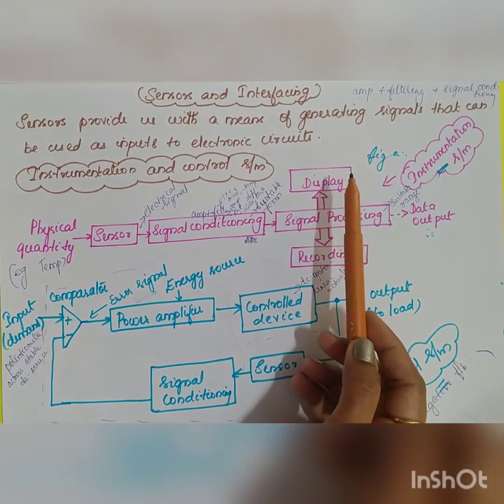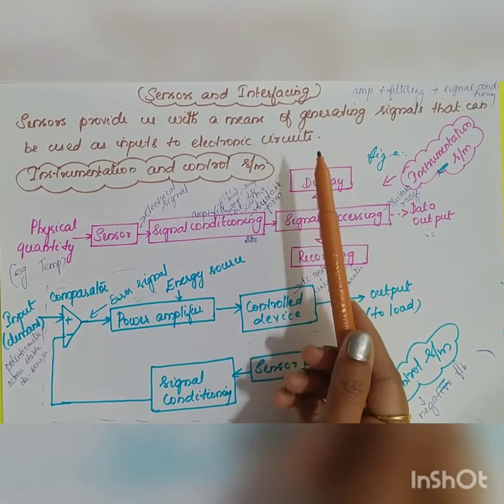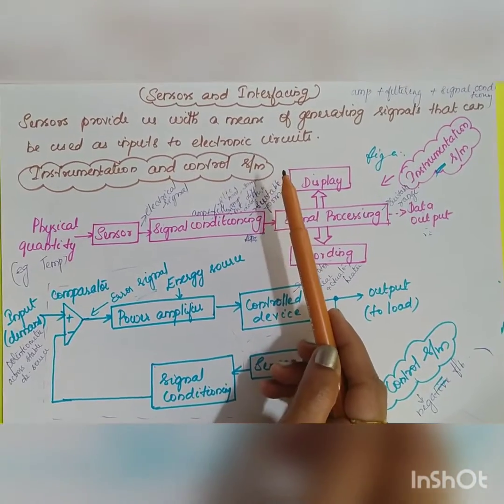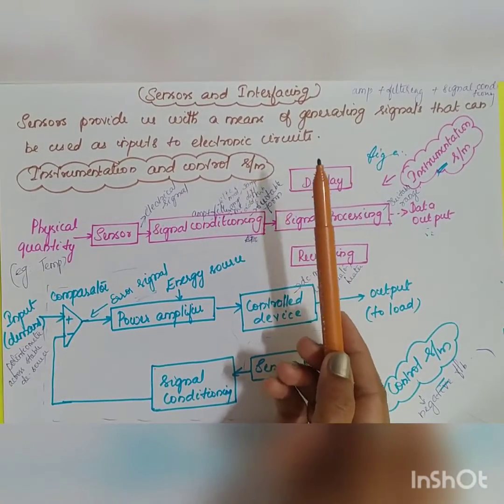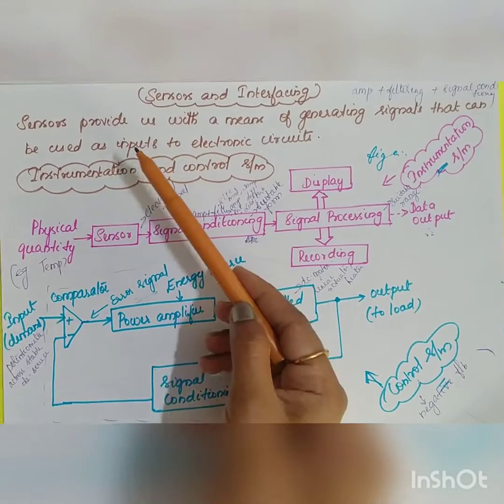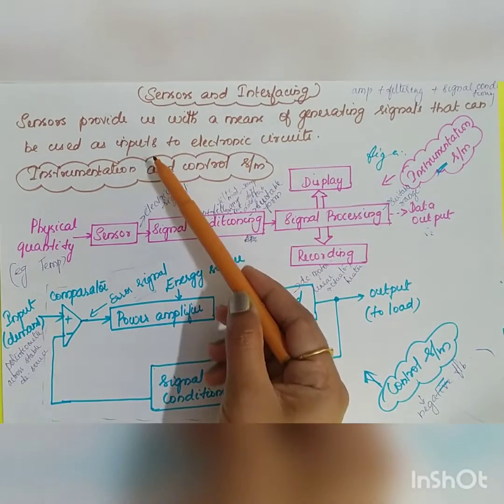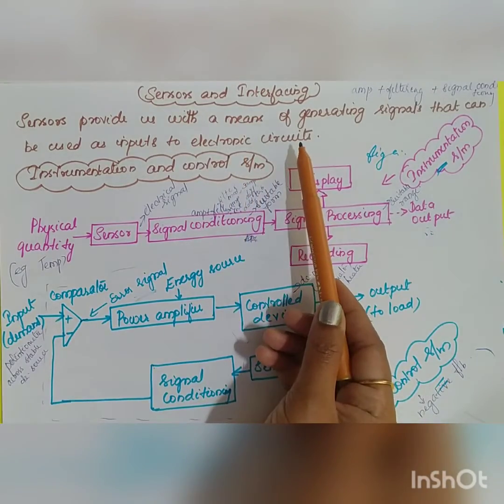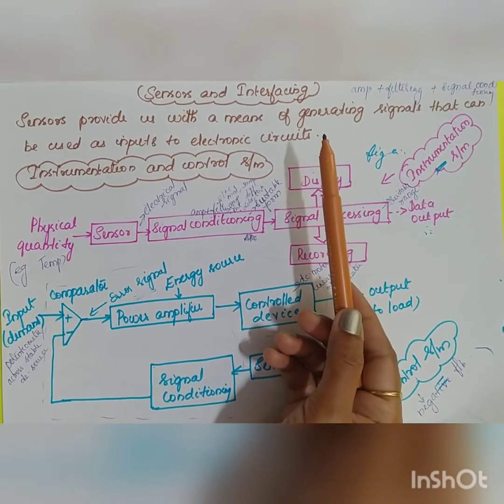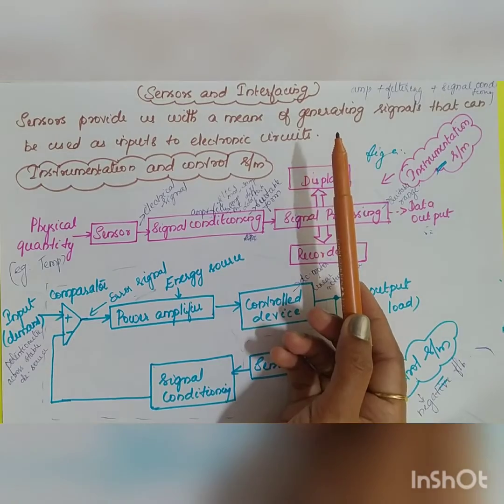The second topic in module 3 is sensors and interfacing. So what is meant by sensor? A sensor is a device which senses the quantity, right? So a sensor provides us with a means of generating signals that can be used as inputs to electronic circuits. One of the best examples is your thermometer, which measures the temperature, right?